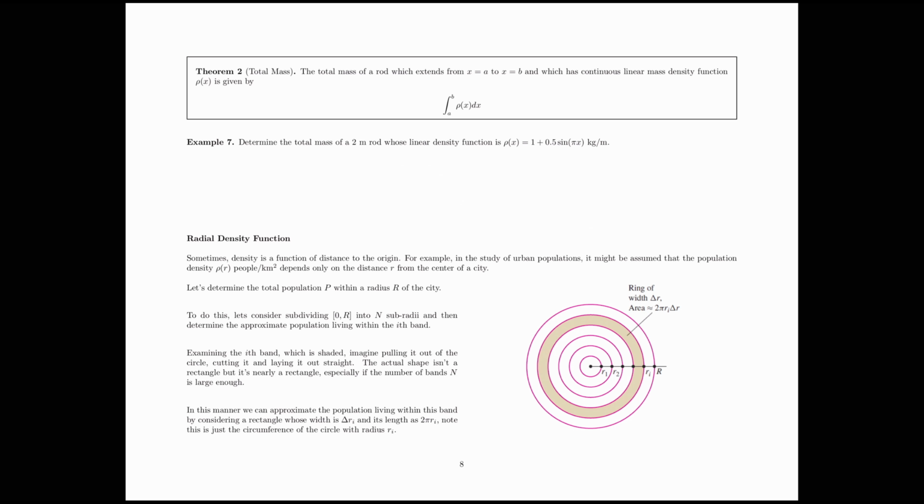So we can take a look at example 7 as well. Determine the total mass of a 2-meter long rod whose linear density function is rho of x equals 1 plus a half sine of pi x kilograms per meter. Okay, so to find the total mass m, we would integrate from 0 to 2 our density function, 1 plus a half sine of pi x, dx.